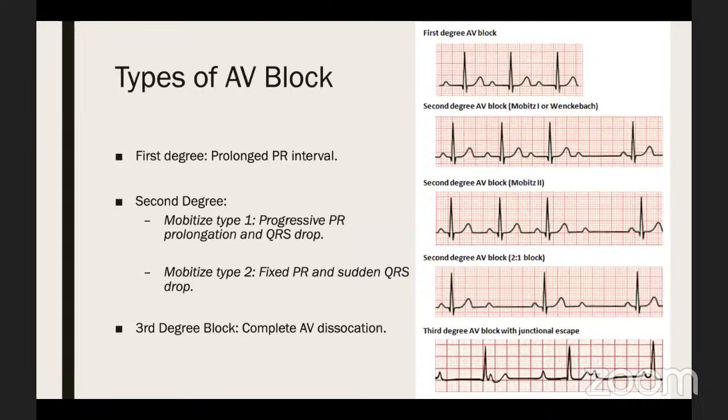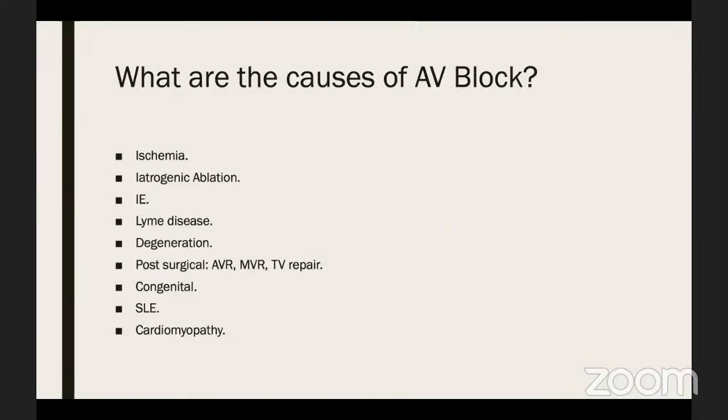So the types of AV block: we know the first degree has a prolonged PR interval. The second degree has Mobitz type 1 and Mobitz type 2. The third degree block is complete AV discontinuity. So what are the causes of AV block? Ischemia, iatrogenic ablation, infective endocarditis, Lyme disease, degeneration, and post-surgical aortic valve, mitral valve, or tricuspid valve repair. Also congenital disease and cardiomyopathy patients.